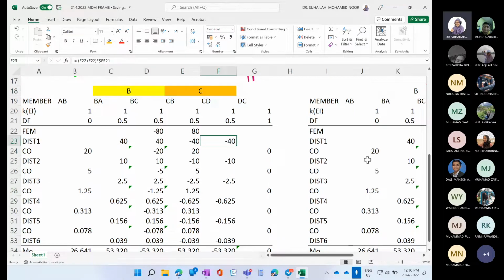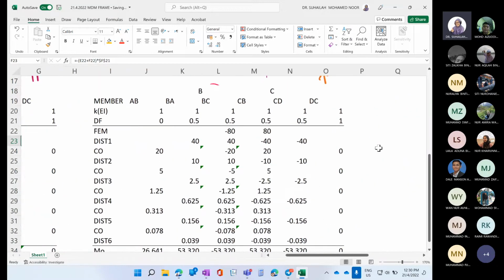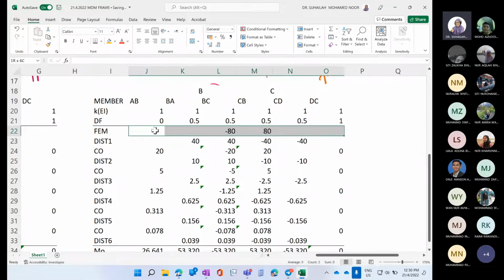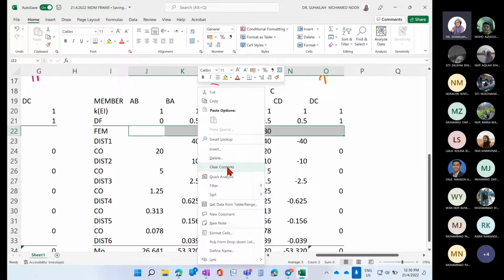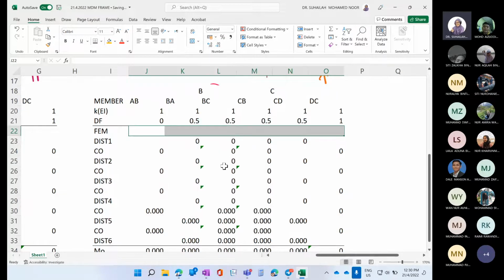Okay, so now in table number 2, the one that we should change is FEM. We will change to FEM due to Sidesway. Yang ni kita nak remove. Yang ni kita nak change to FEM for table number 2. So yang ni saya clear content dulu.